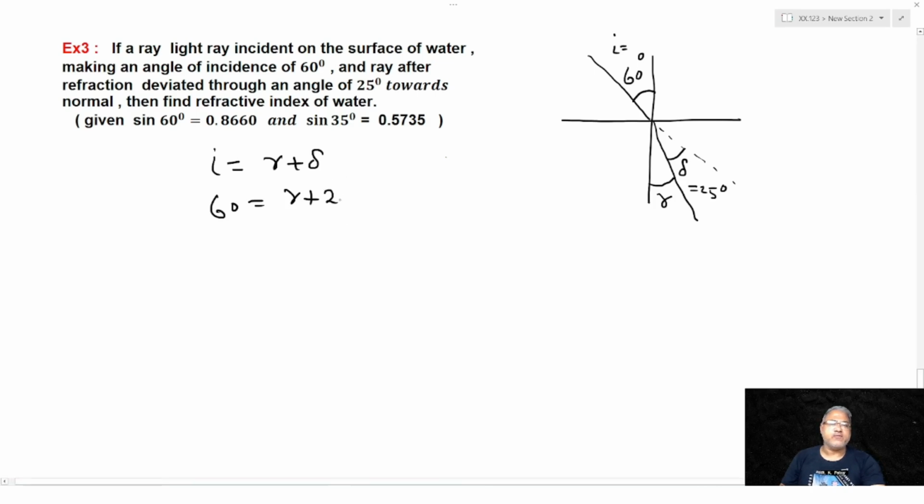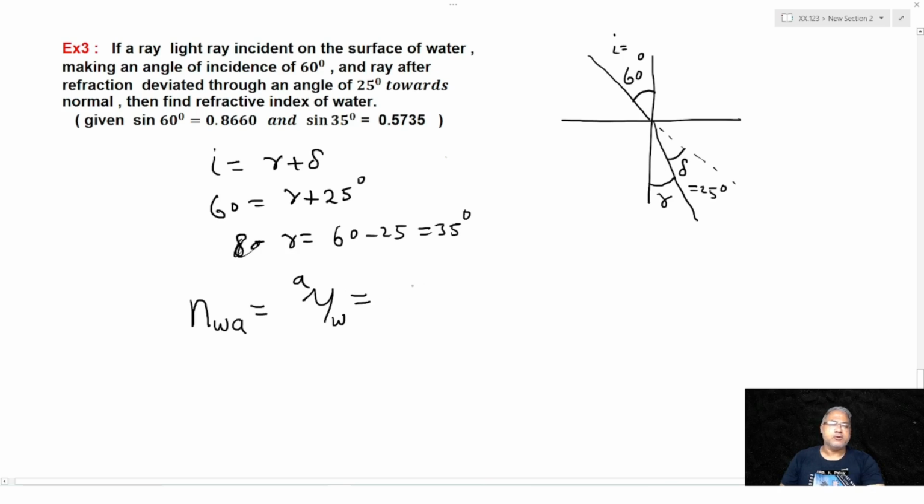Now delta value is 25 degrees. So r equals 60 minus 25, that equals 35 degrees. So we got the r value equals 35 degrees. Now we need to find the refractive index of water with respect to air, or it can also be written like this: refractive index of water with respect to air.